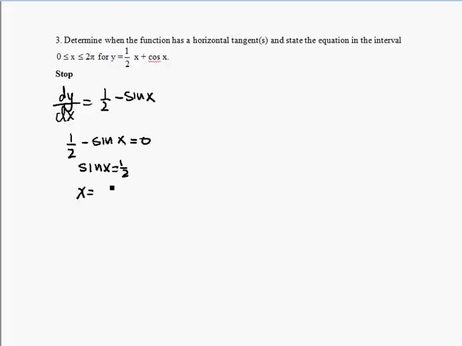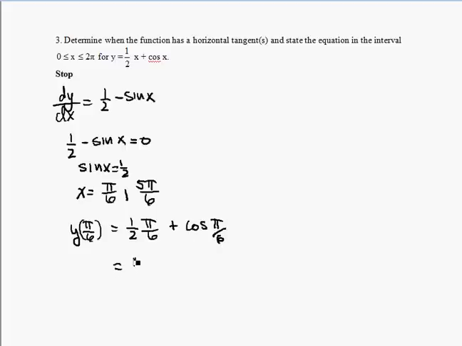So all students take calculus. We have pi over 6, and also sine is positive in the second quadrant, so that would be 5 pi over 6. We need a function value. So y of pi over 6 is 1/2 times pi over 6 plus the cosine of pi over 6. So I get pi over 12 plus cosine of pi over 6, which is radical 3 over 2. That is y of pi over 6.